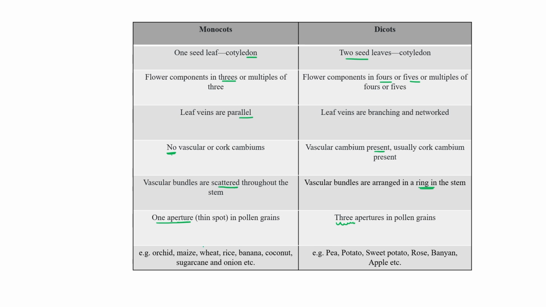Examples are very simple. All the cereals like wheat, rice, maize, sorghum, these all come under the monocot category. But apart from this, coconut is a very good example, banana and sugarcane. Onion also comes under the monocot category, and plants like orchids, right? The remaining others, all the types like pea, potato, sweet potato, rose, banyan, apple, these are the examples which come under the dicot category.